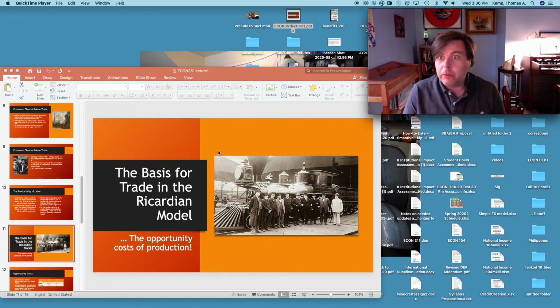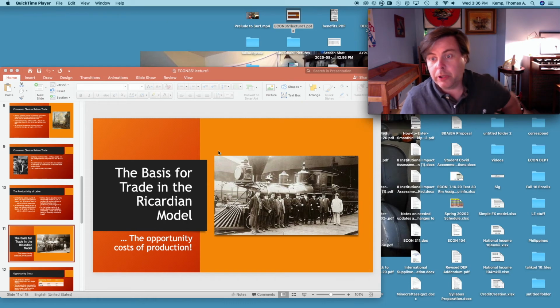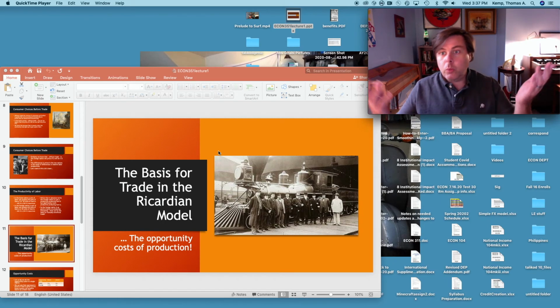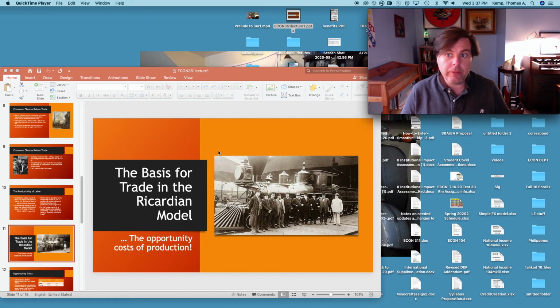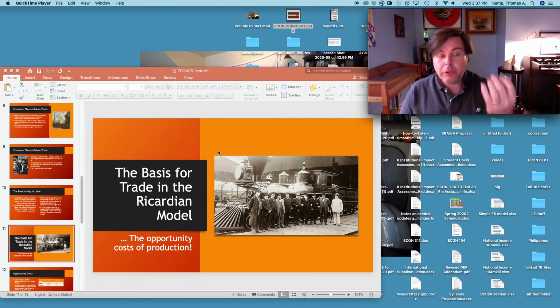Okay. Now, as I talked about at some length last time, this is a one factor of production model, labor, right? So you could talk about a Ricardian model with multiple factors of production, and then of course the basis for trade would be attributable to one or any combination of the productivity of the factors of production. The first lesson in the Ricardian model: trade arises from differences between nations, and those differences arise from different productivities. All right.